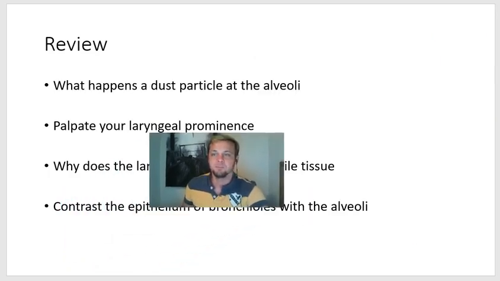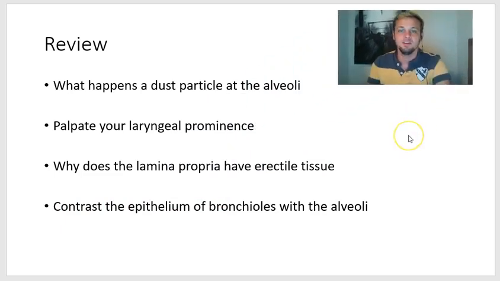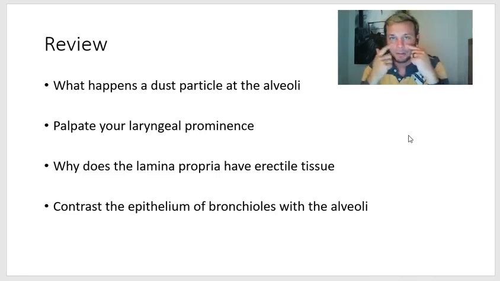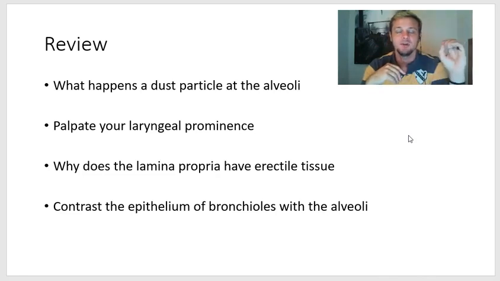Okay, so what happens to a dust particle in the alveoli? Gets eaten by a macrophage. Palpate your laryngeal prominence. Where is that? It's going to be right there, right? What does the lamina propria have? Erectile tissue? So it can keep that lower conchae moist, right? So once it gets dry, the other one, or the dry one will engorge, and then the other one will have the air flowing past it.